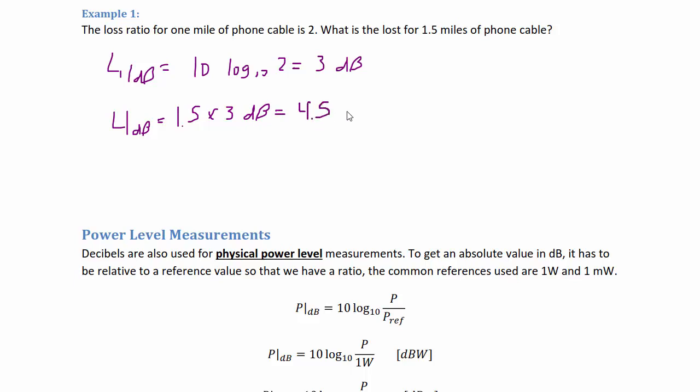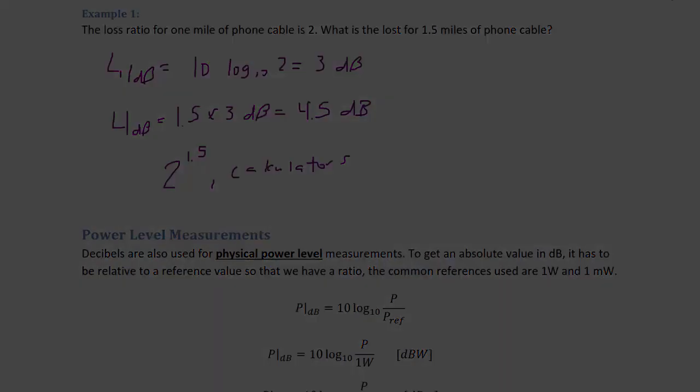So that's a lot easier to compute than trying to compute this value in absolute terms, which would end up being 2 raised to the 1.5. This is something you would have to do in your calculators. However, back in the 1920s, they would have had to do this with a slide rule, which was rather difficult.